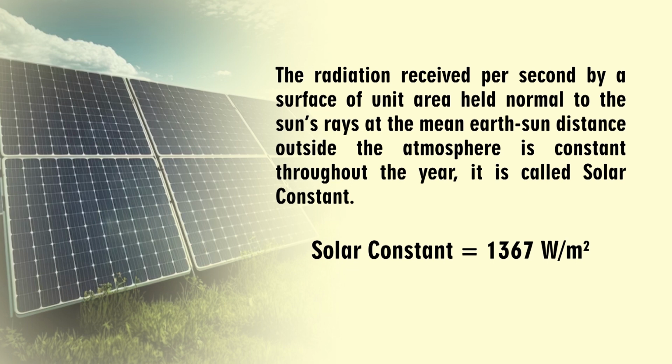It is called solar constant, and the value of one solar constant is equal to 1367 watt per meter square. So generally this question is asked: what is the value of the solar constant? Just write that one solar constant is equal to 1367 watt per meter square.